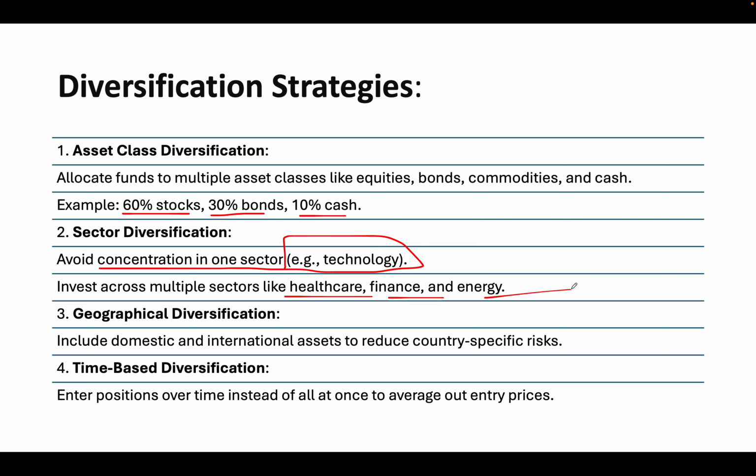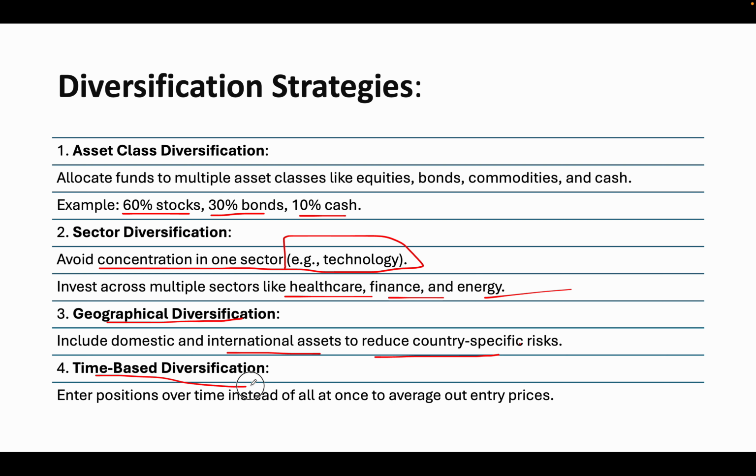So whenever you buy, you keep note of the sectors. It should not happen that you only have IT stocks or banking stocks or energy stocks. So you can also look for geographical diversification. So you can go for the international assets and reduce country specific risks. So you can go internationally in the international market.